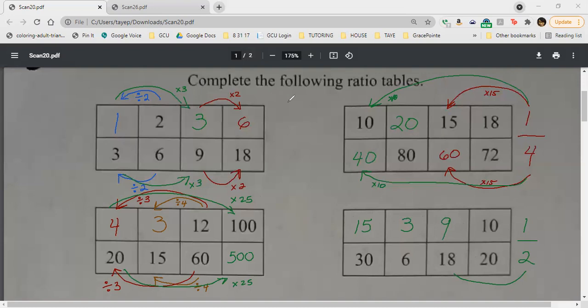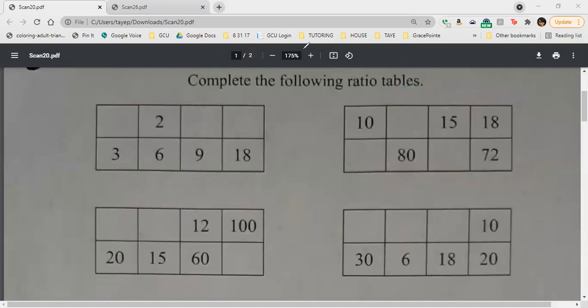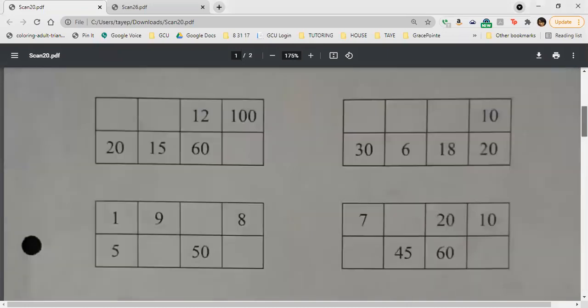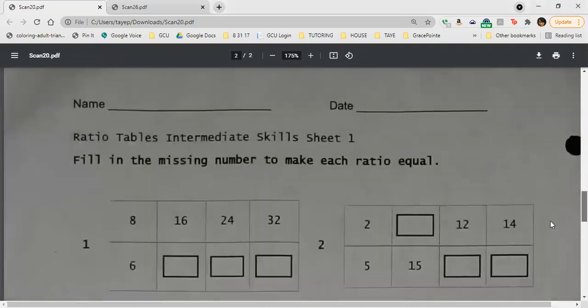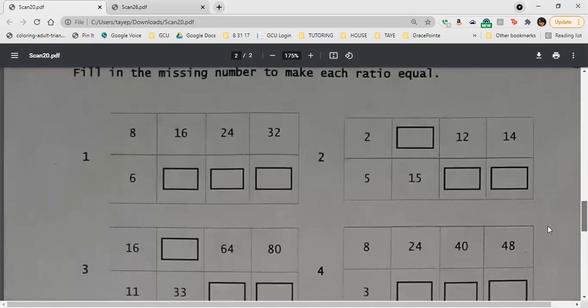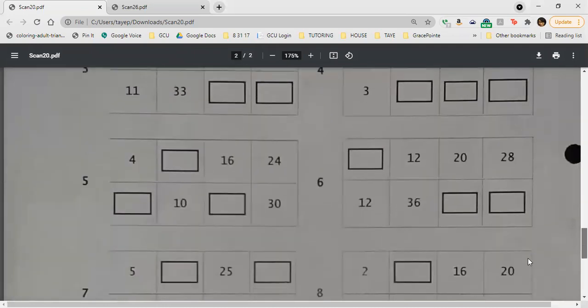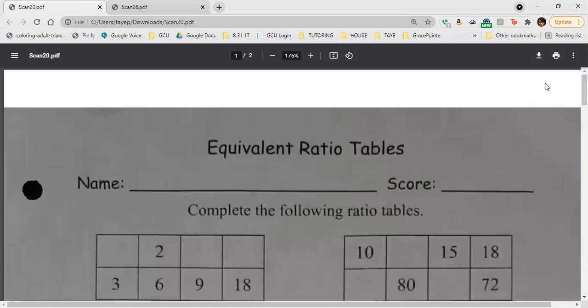All right, guys, so I hope this helped. Please go ahead and finish the rest of this worksheet. You are going to turn it in. And on the back of this, you're doing the same thing that I just showed you. All right, I hope this helped.